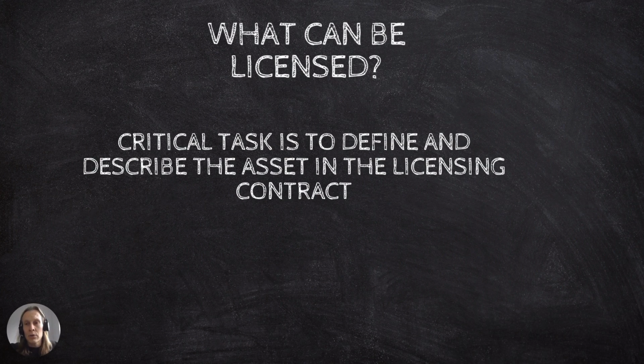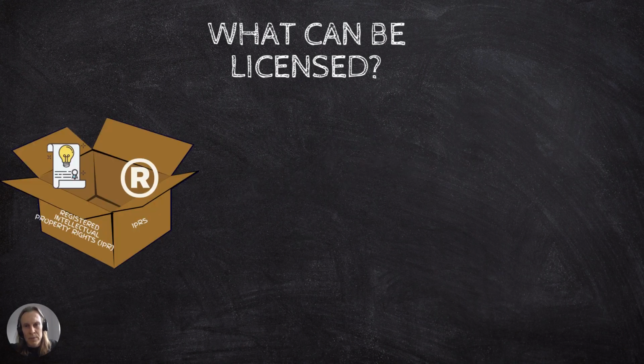Talking about what to license, the most critical part is to define and describe the assets in the licensing contract, because essentially we speak about intangibles, which oftentimes are hard to define on paper. For your convenience, I have grouped the assets that can be licensed in three groups or packages. I will later go through more details for each package.